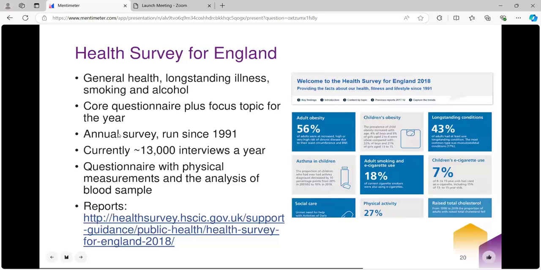There's a Health Survey for England, so this asks again a large range of questions: general health, long-standing illness, smoking and alcohol. It's run since 1991. At the moment, it's around 13,000 interviews a year. I suspect that earlier it would have been more, and there was a period at the start of austerity where a lot of these surveys were cut back a bit. And there's also a question of physical measurements and the analysis of blood samples. And you can see the infographic on the right that was generated from the 2018 survey. And that's the source of it there.